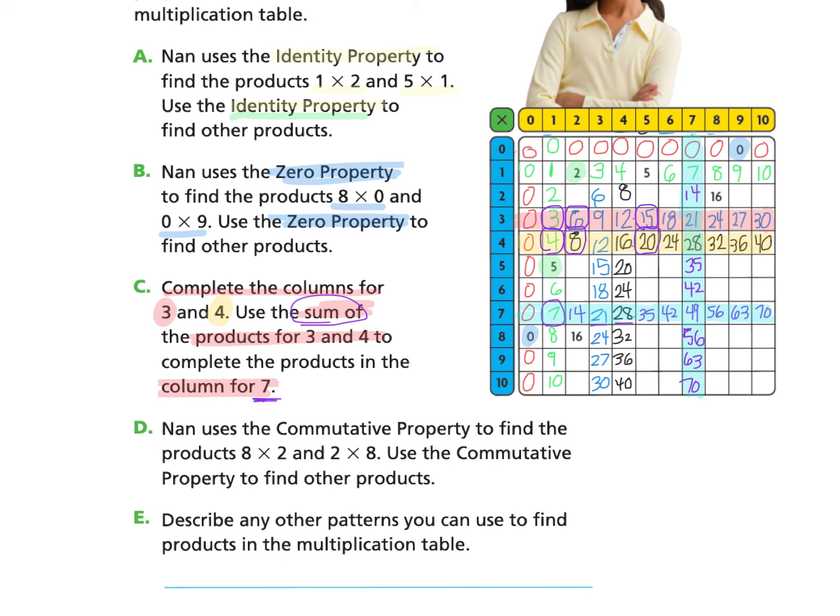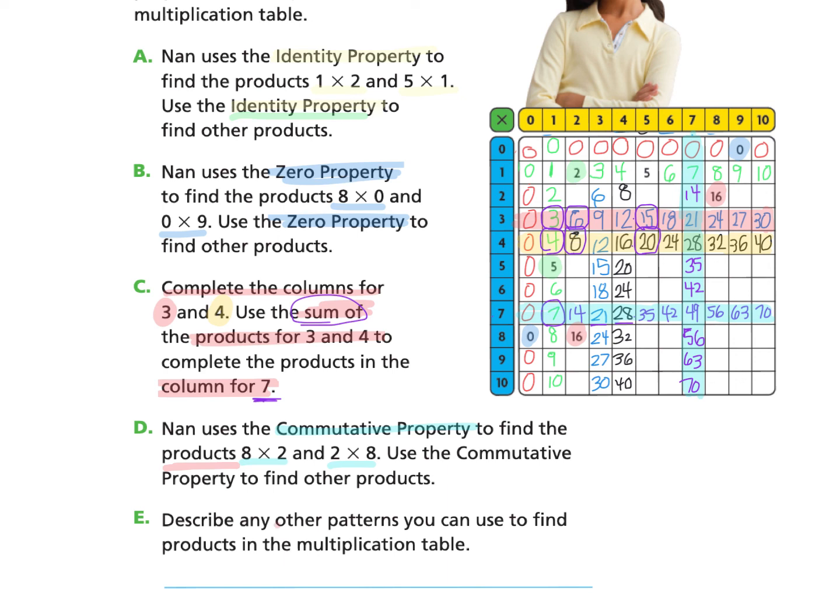Nan uses the commutative property to find the products of 8 times 2 and 2 times 8. So we will highlight that here, 8 times 2 and 2 times 8. The commutative property explains that you can change the order in the multiplication equation, and you will still have the same product, which in this example was 16. Let's move on to part E.